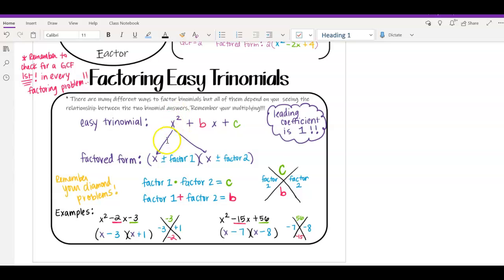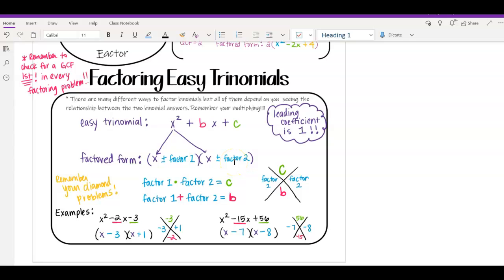So x squared gives us an x and an x in both of our factored forms. Now, then you're going to put two numbers in each of those parentheses. It might be a positive number, it might be a negative number. And you have to decide what those two numbers are going to be. How do you decide what those two numbers are going to be?